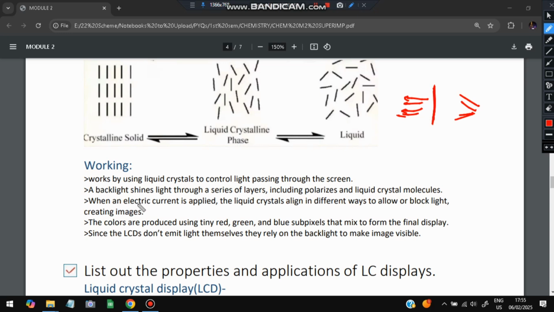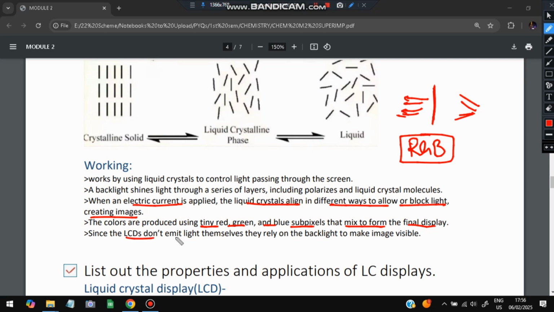When an electric current is applied, liquid crystals align in different ways to allow or block the light, creating images. Colors are produced using tiny red, green and blue subpixels that mix to form the final display. Because by using RGB we can form any color, the liquid crystals arrange themselves in such a way that in that particular RGB ratio, that particular color will be formed on the output screen.